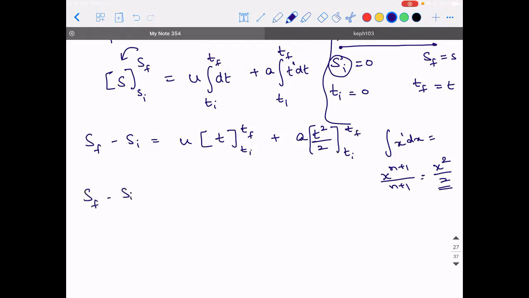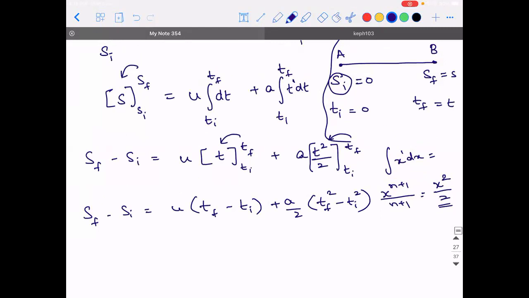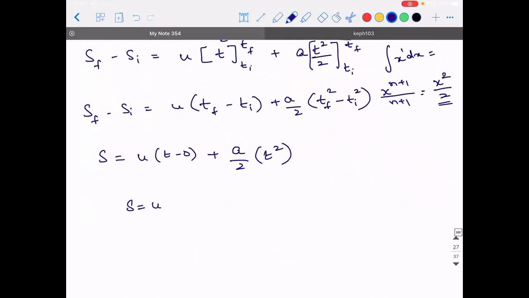So S final minus S initial is equal to u into t final minus t initial plus a by 2 into t final square minus t initial square. Okay, so now substitute all the values. S final is S, S initial is 0. So S will be equal to u into t final, which is t, minus 0, plus a by 2 into t square minus 0. So S is equal to ut plus half at square.